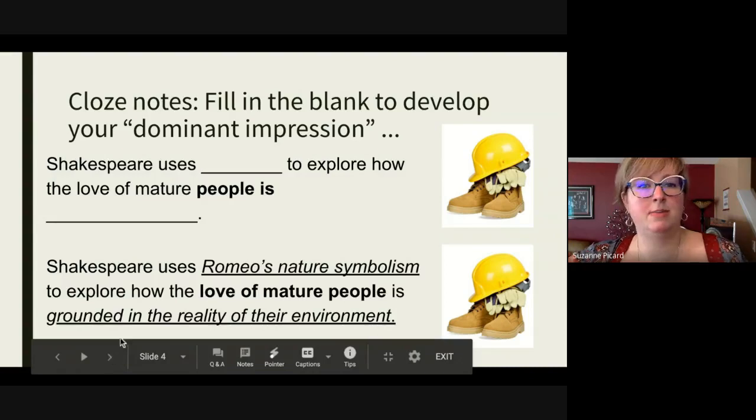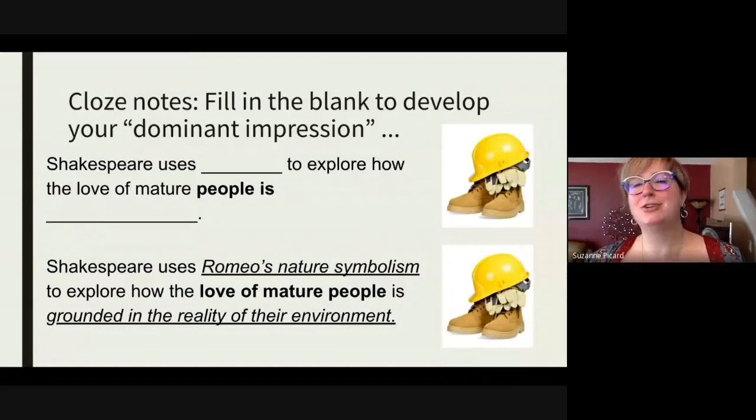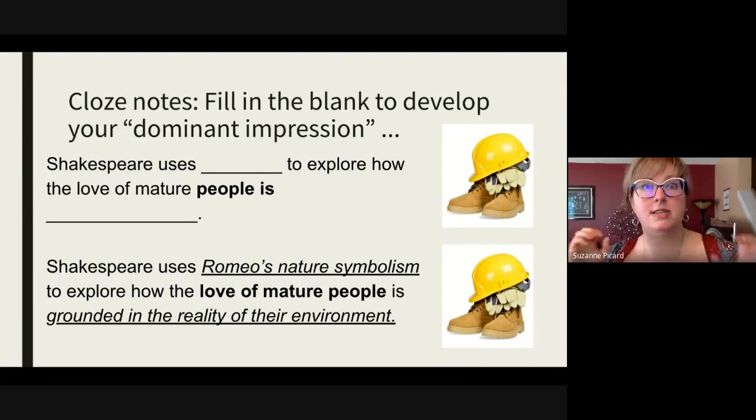An example I've written out here for you is that Shakespeare uses Romeo's nature symbolism to explore how the love of mature people is grounded in the reality of their environment. That's just one example. You go into the text and see what you think of the story and of those two segments. I'm actually arguing a weird position. Most people don't say Romeo's more mature. Most people think that Juliet is more mature in some of the early parts of the play. If you were to read online, there's a lot of scholars who think that, but that doesn't mean it's true. So I want you to go and see what you think and what you find, who's more mature and why.